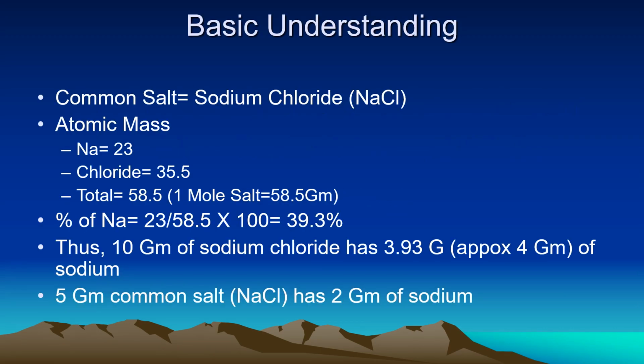Now let us basically understand what we mean by common salt or table salt. It is sodium chloride, which contains sodium and chloride ions. The atomic mass of sodium is 23 and atomic mass of chloride is 35.5. So the total becomes 58.5. We say one mole of salt will contain 58.5 grams of sodium chloride. Therefore, percentage of sodium would be about 39%.